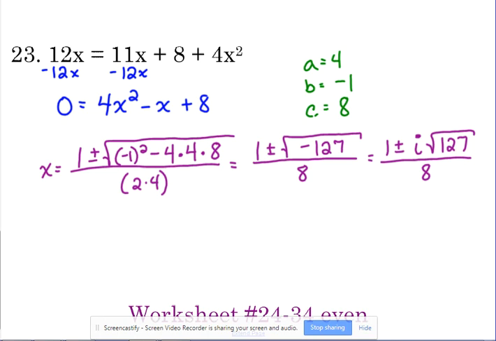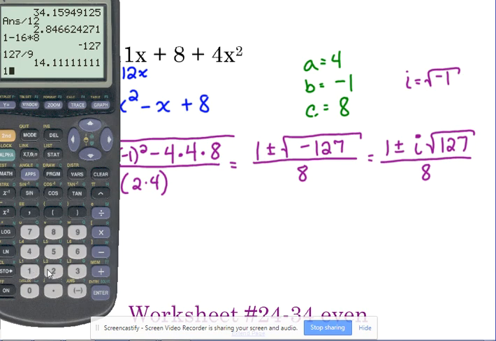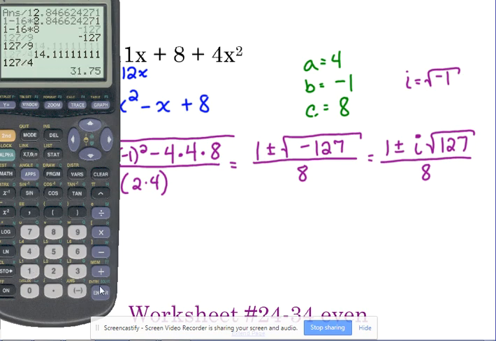i is defined as the square root of negative 1. Okay, i is equal to the square root of negative 1. So we just took out the square root of negative 1 and replaced it with i. Okay, then we need to see if 127 reduces. Okay, let's see if 127 is divisible by a perfect square. I'm thinking we run into another one that's not.